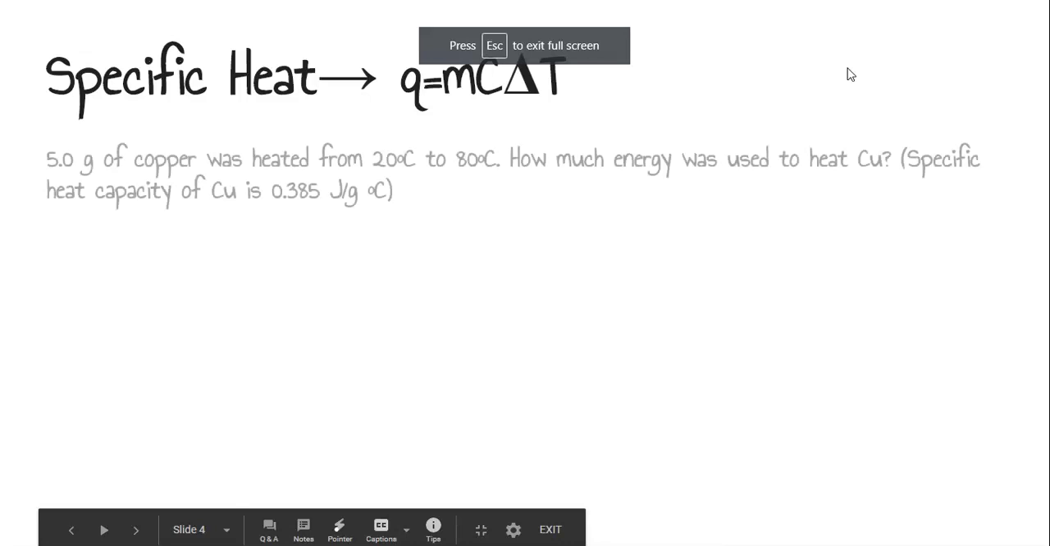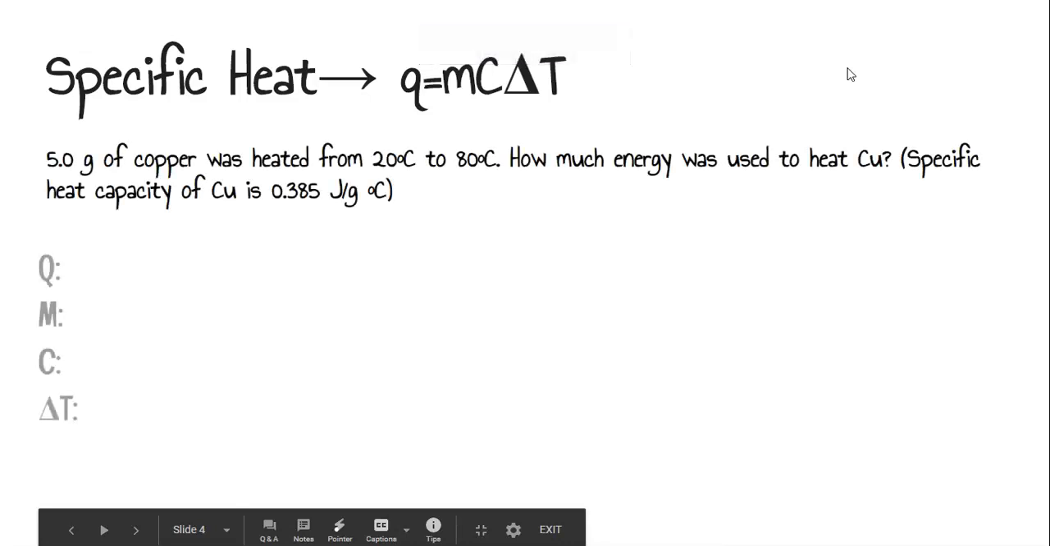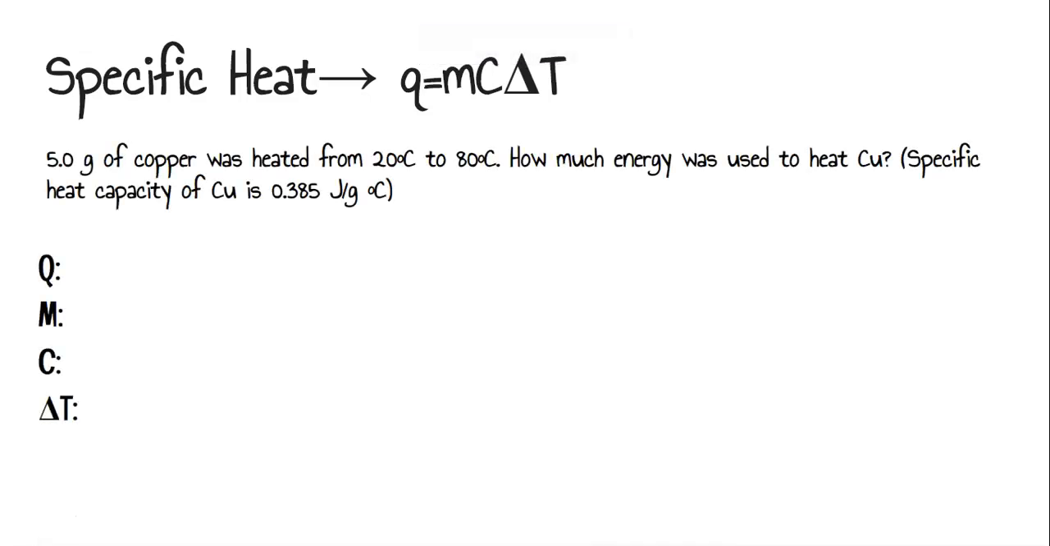So again, here's our problem, okay? The thing you want to do is write down your variables and then use your problem to fill them in. So again, 5 grams of copper was heated from 20 degrees Celsius to 80 degrees Celsius. How much energy was used to heat the copper? Since it's asking me how much energy, Q is going to be a question mark. The mass is going to be 5 grams, because that's what it says right here.